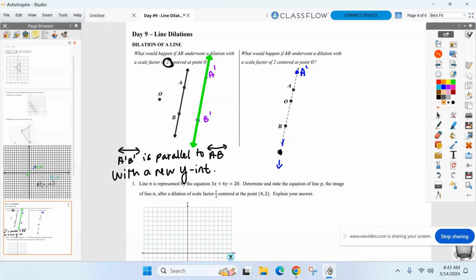Here's B prime. So is it always going to result in a line that's parallel? No. If the center of dilation is on the line, what can you tell me about my new line? Same line. All right, same line. So line A prime, B prime will be the same line as AB. All right, go ahead, I'll let you copy that down and we'll review this.